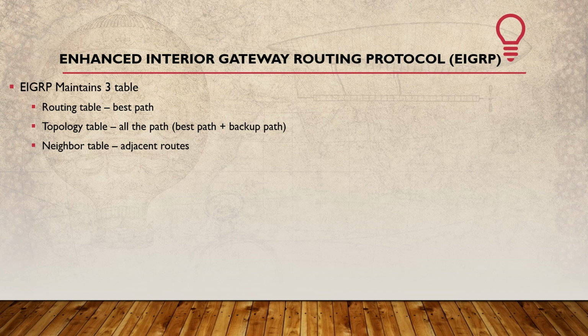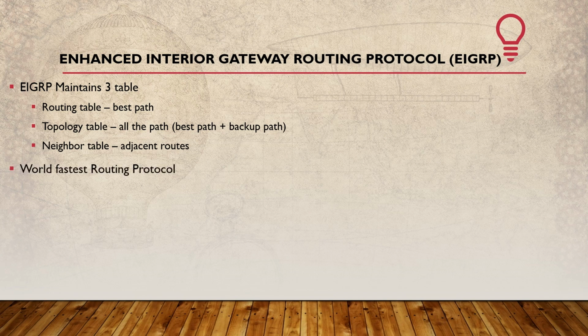The neighbor table holds the adjacent routers' information. It maintains the neighborship between those adjacent routers. So there are three tables mainly used in EIGRP: the routing table, topology table, and neighbor table. Based on these three tables, everything else works.